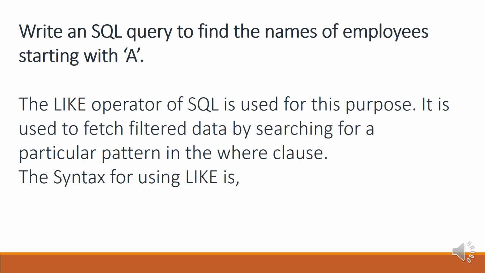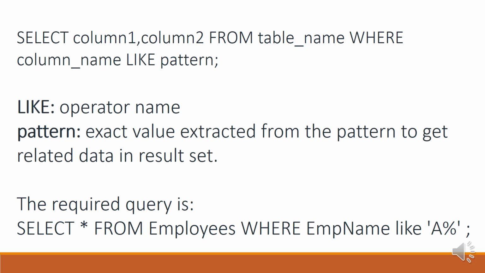The syntax for using LIKE is: select column name 1, column name 2 from table name where column name like pattern. Here LIKE is the operator name and pattern means the exact value extracted from the pattern to get related data in the result set. So the required query is: select star from employees where employee name like 'A%'.